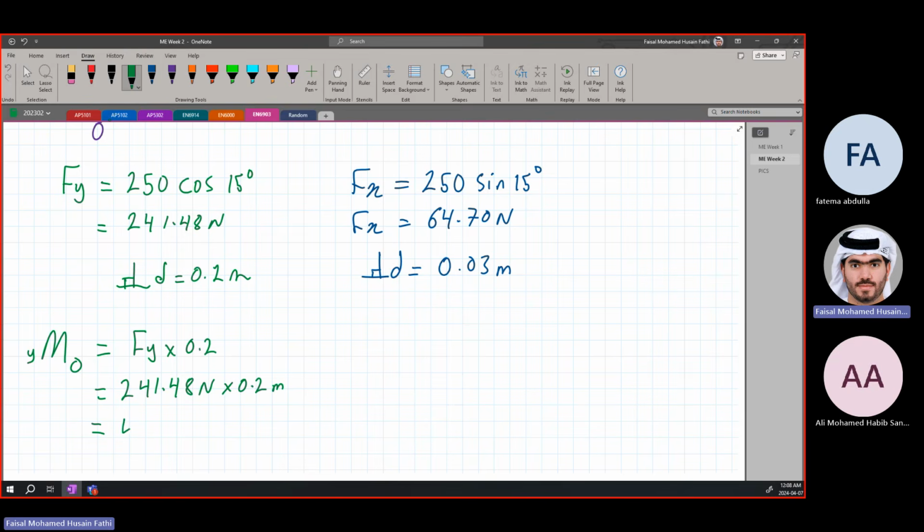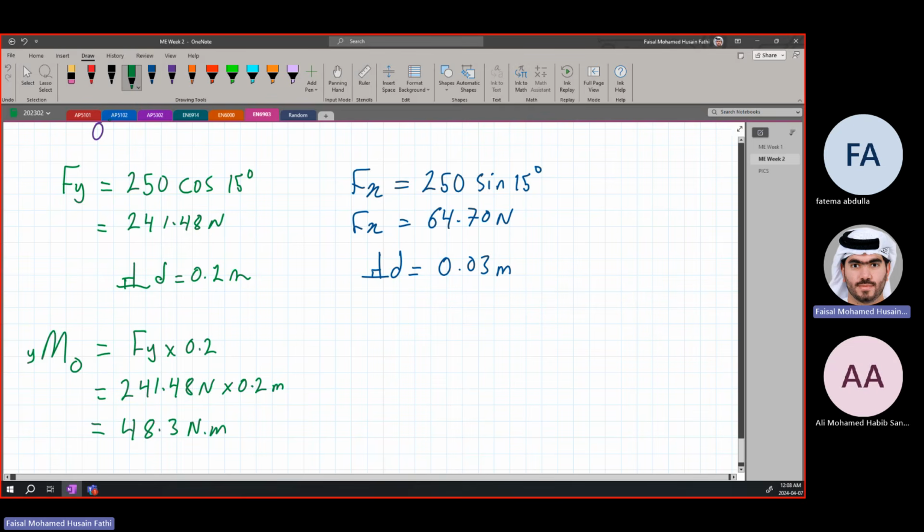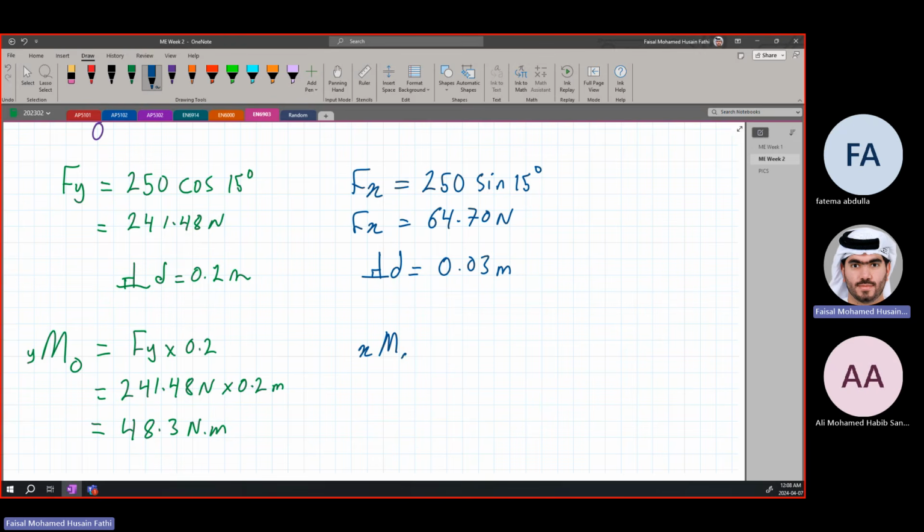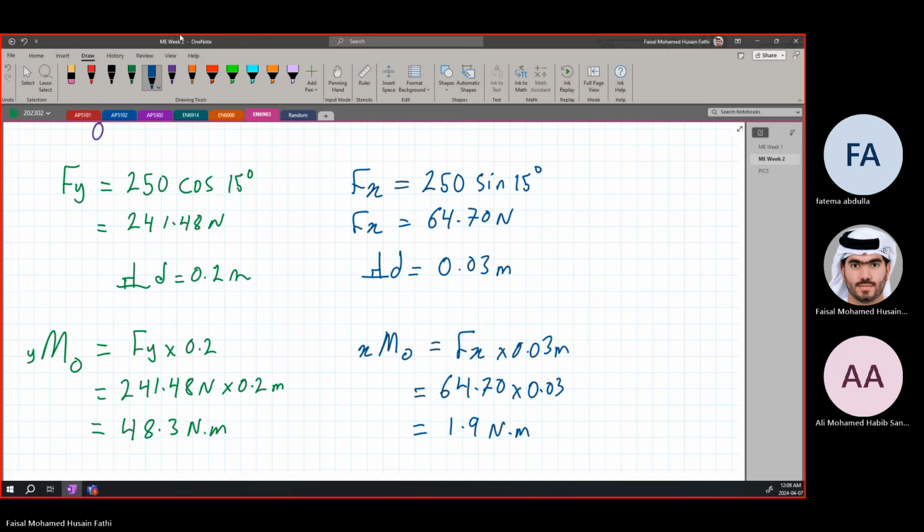That is going to be 48.3 Newton meter. And then we'll do the same thing for the x part. So the x moment about O is going to be equal to Fx times 0.03 meters, which is equal to 64.70 times 0.03, which is 1.9 Newton meter. Okay? Now the important part here is the direction.